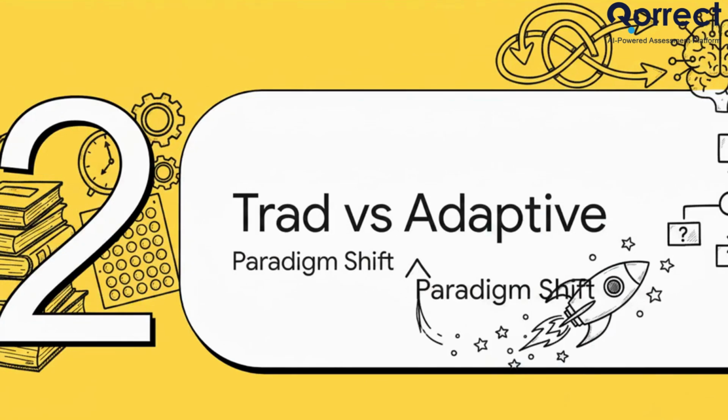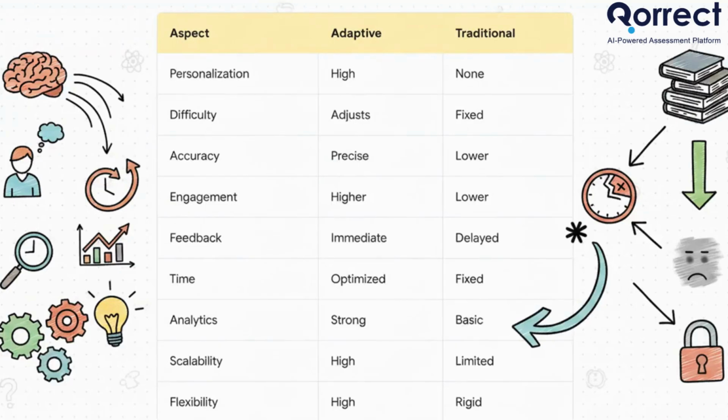Moving on to Section 2, traditional versus adaptive assessment, a paradigm shift in evaluation. Okay, let's compare the old with the new. With traditional assessment, you're looking at zero personalization. It's just a uniform test for everybody. But with adaptive assessment, you're getting a highly personalized learning path. In traditional exams, the question difficulty is totally fixed, set in stone. In adaptive, it's adjusting automatically based on how you answer.